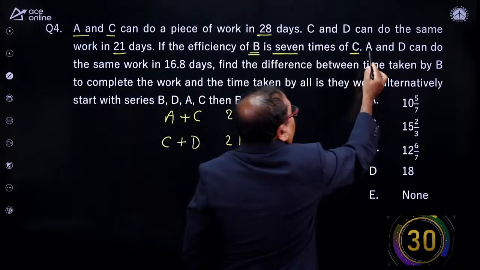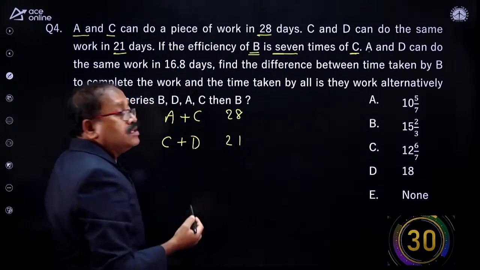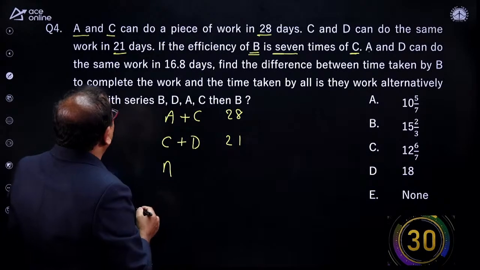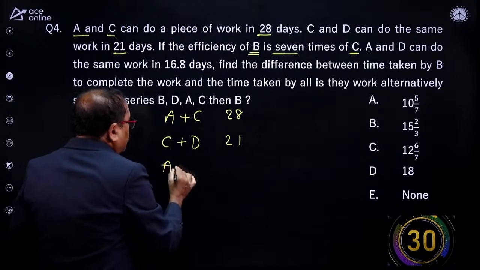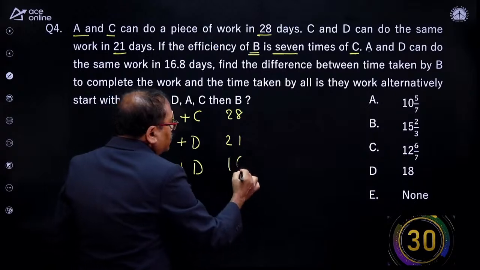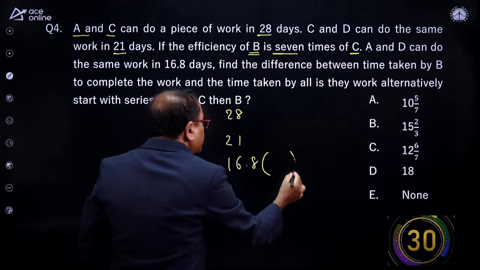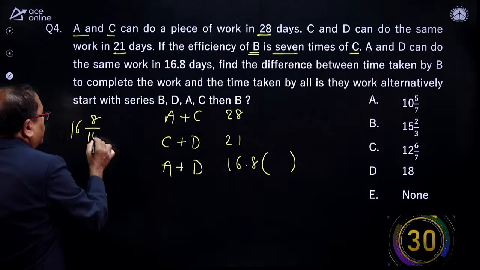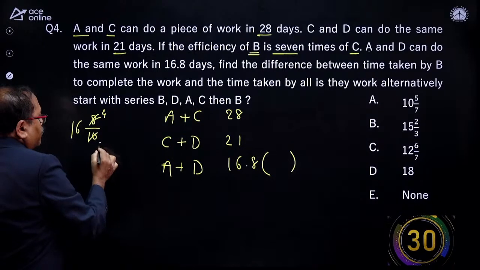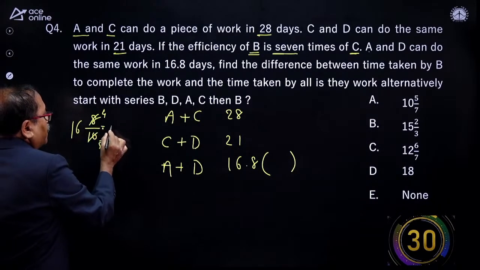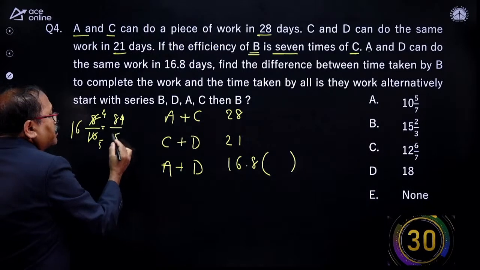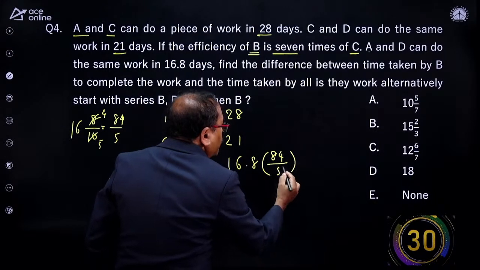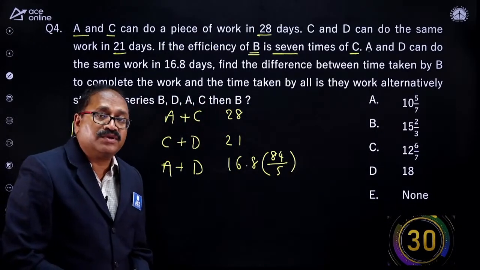And then it is said A and D can do the same work in 16.8 days. A and C, A and D. So A plus D, which is 16.8. क्या इसको हम फ्रैक्शन में बदल दे सकते हैं? So that is nothing but 16.8 by 10, which is with 2 4 times and with 5 times. 16.5 is 80 plus 4, that comes 84 by 5 days. Okay, so I will be writing this one as 84 by 5, so that LCM लेने में easy हो जाएगा.